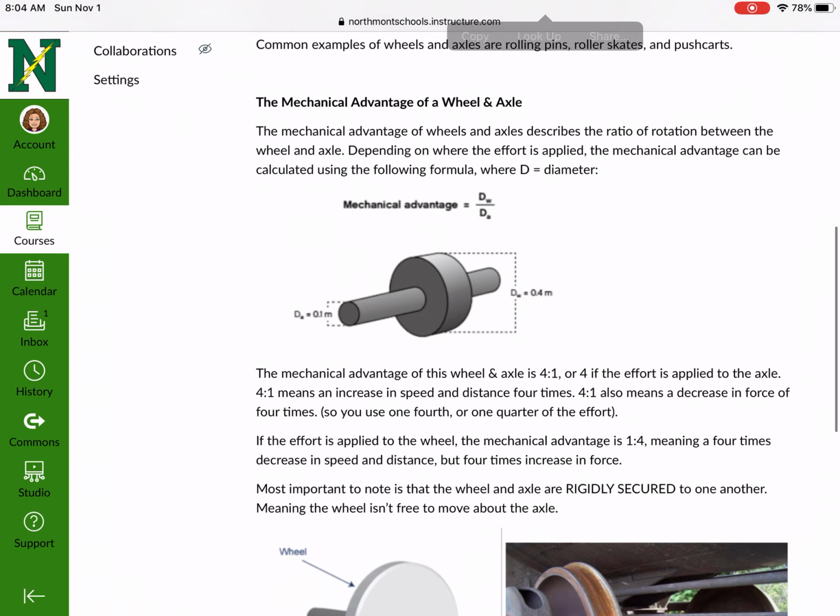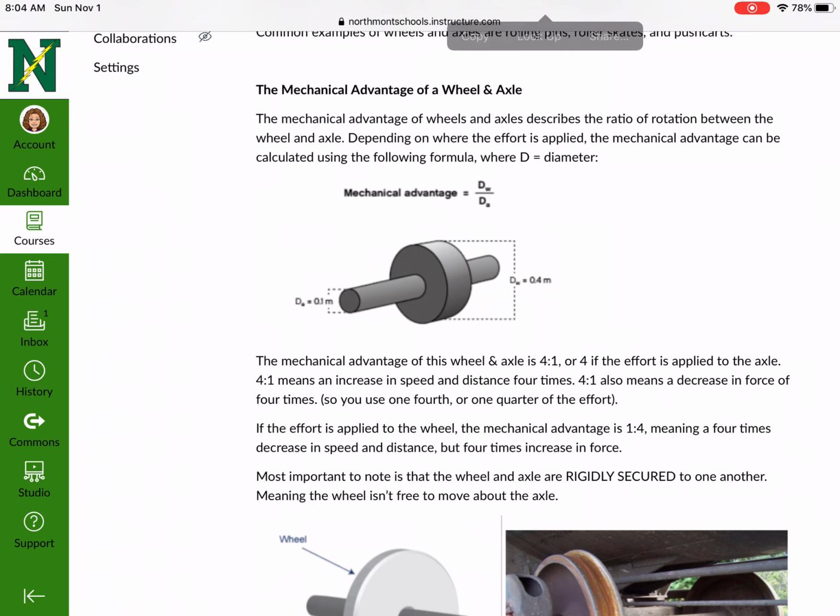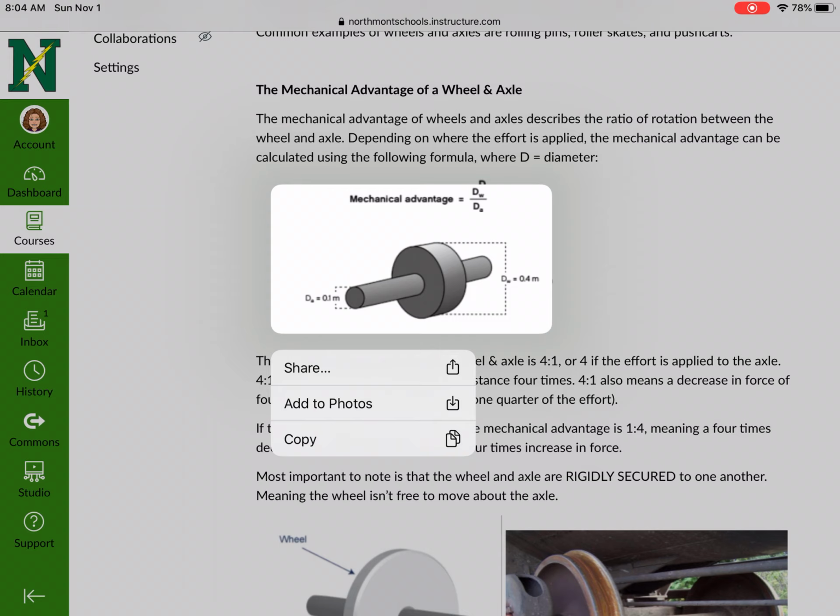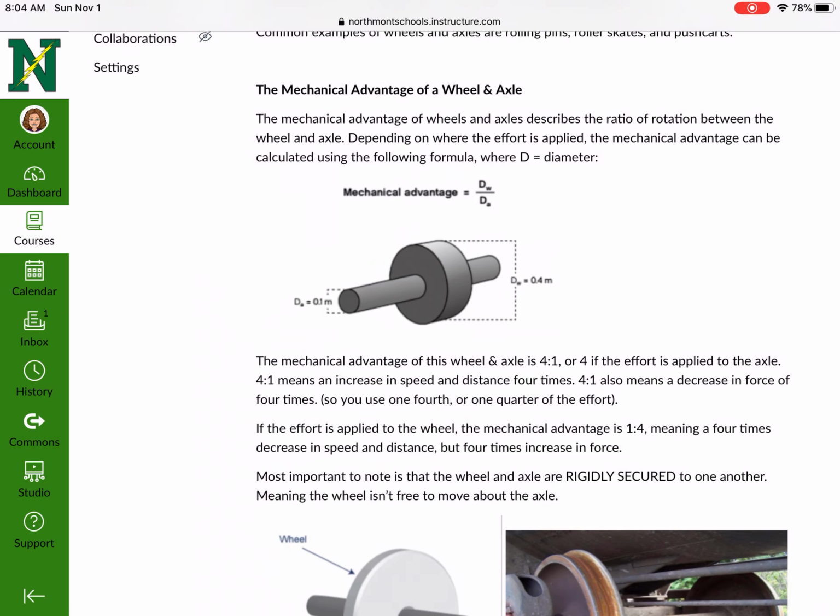Mechanical advantage. So if you look at this formula up here, mechanical advantage equals dW divided by dA. Well, if we know that the d is diameter, if we are studying the wheel and axle, hopefully that tells you what the W and the A are. So the diameter of the wheel divided by the diameter of the axle.